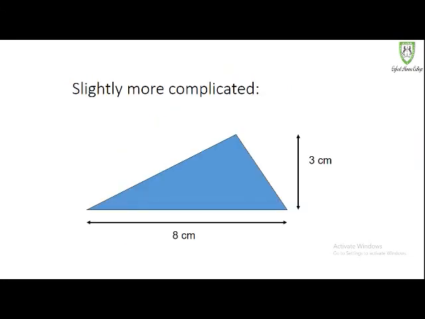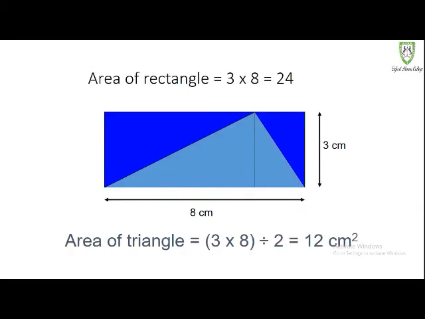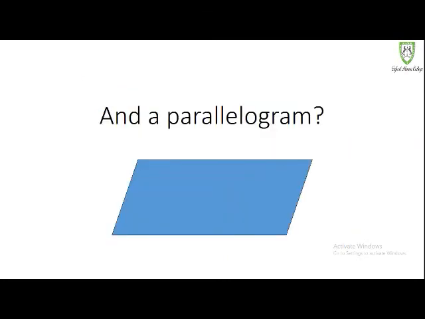If you look at this, this is slightly more complicated. I showed you this diagram from the previous slide. We have 8 centimeters as the base and the perpendicular height is 3. So therefore, the area of the entire rectangle formed with it is 8 times 3, which is 24. When you divide 24 by 2, you get 12.